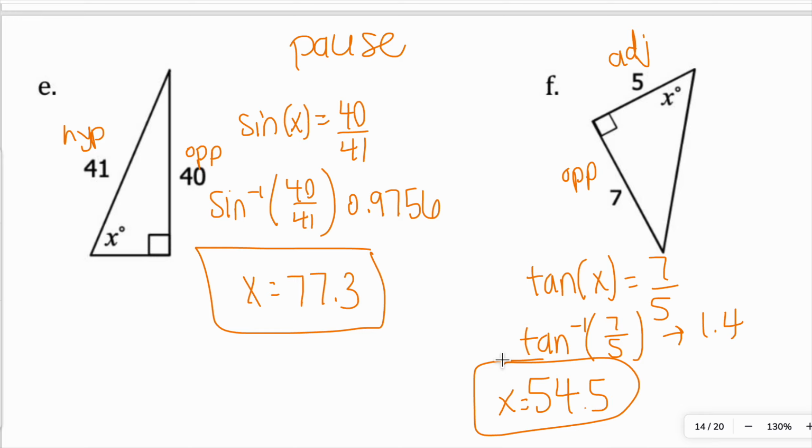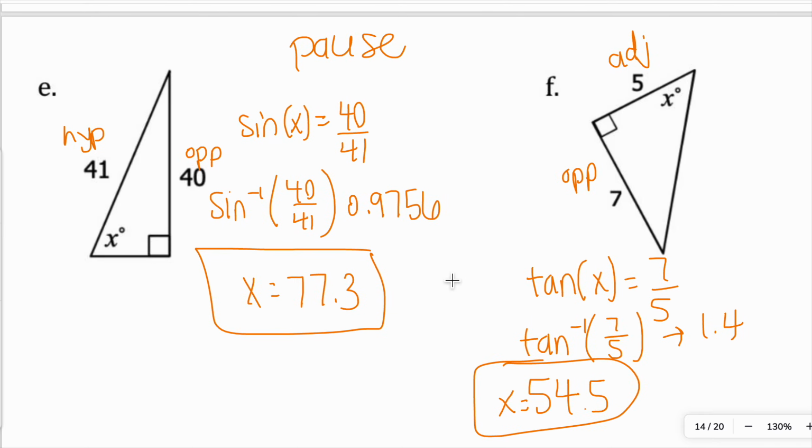Okay, and that concludes our lesson on trigonometry. Hopefully this gives you an idea about how to start using sine, cosine, and tangent when you're finding all missing sides and angles of a right triangle.